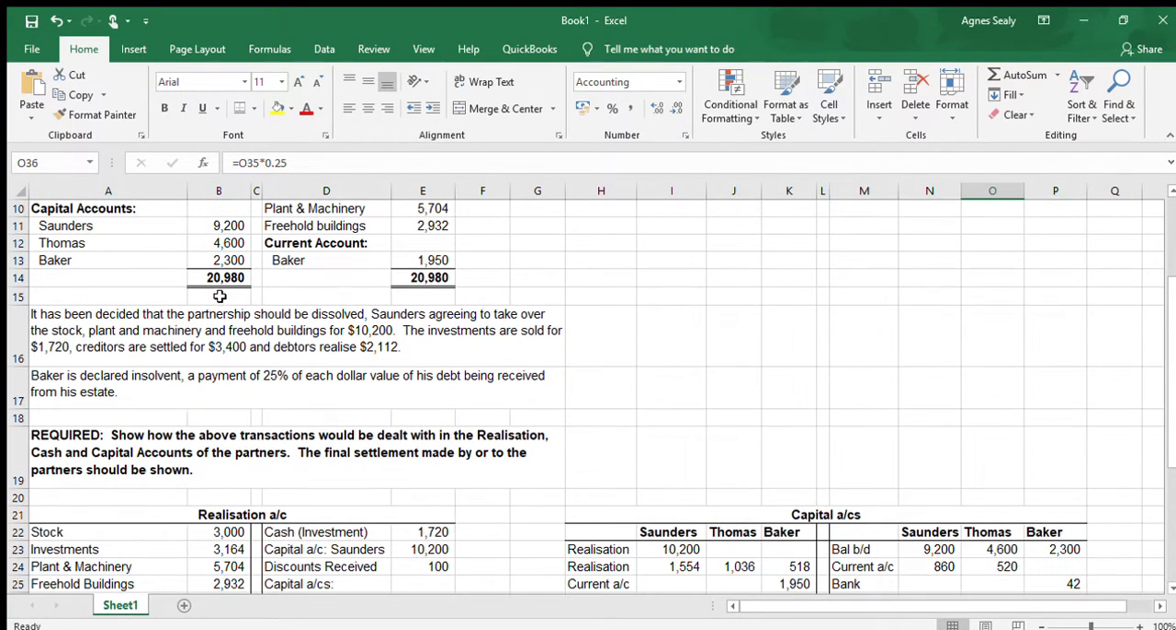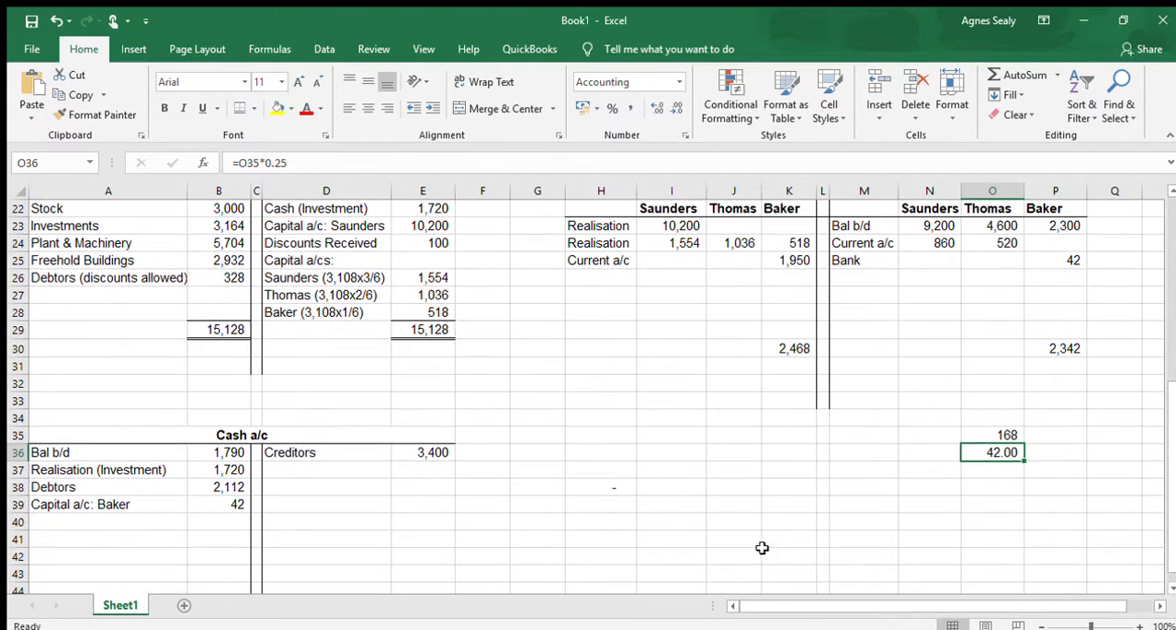So the capital balance for Saunders is $9,200, and for Thomas it is $4,600. So we add those two figures together. 92 plus 46 is a total of $13,800. So when we're looking at how much Saunders has to pay, let's see the balance remaining. It is 168 minus 42. So Thomas and Saunders have to pay this $126 on behalf of Baker.